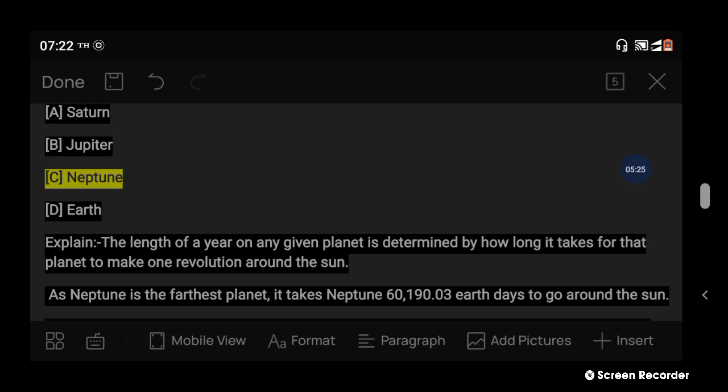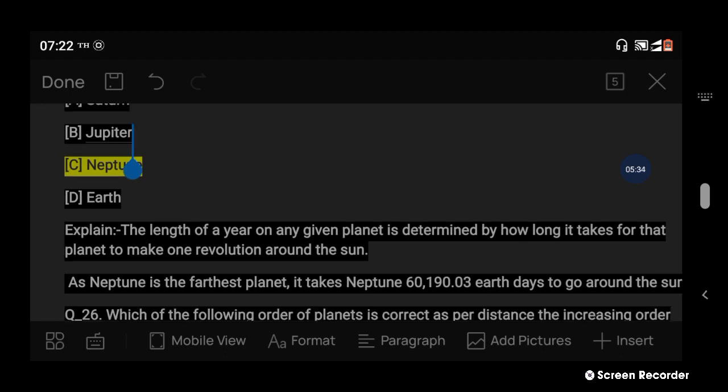As Neptune is the farthest planet, it takes Neptune 16,190.03 days to go around the sun.